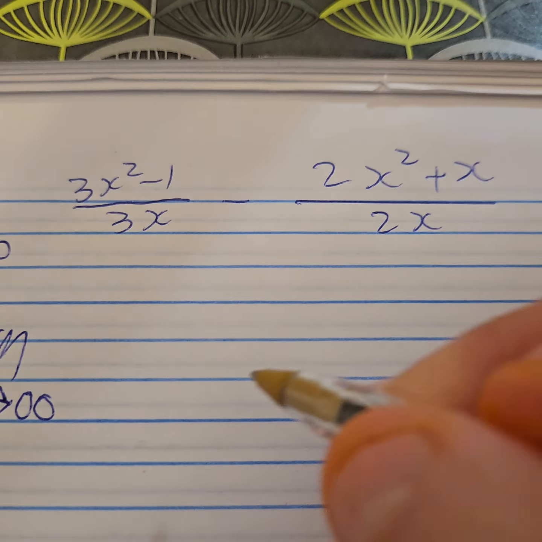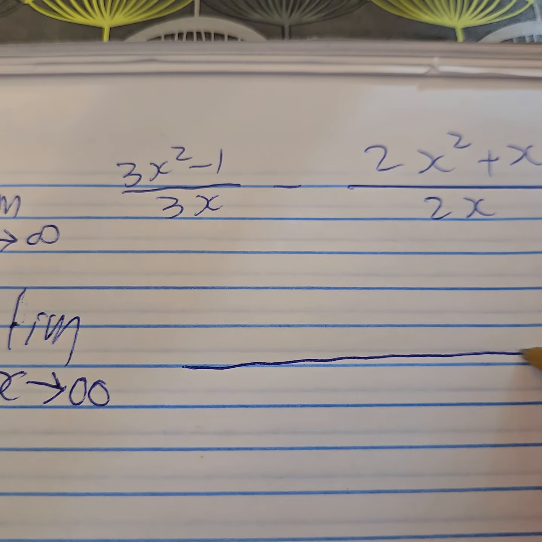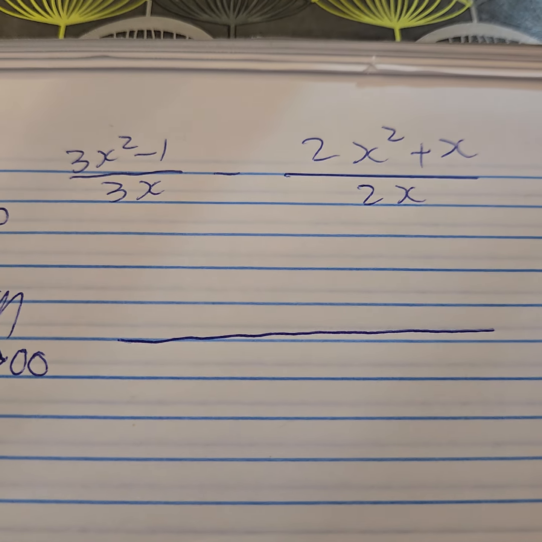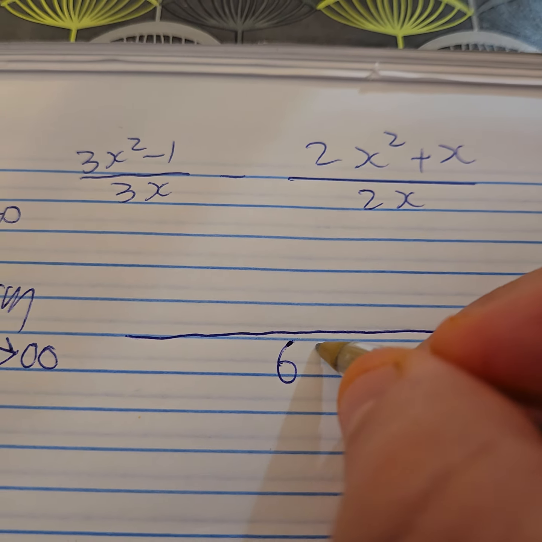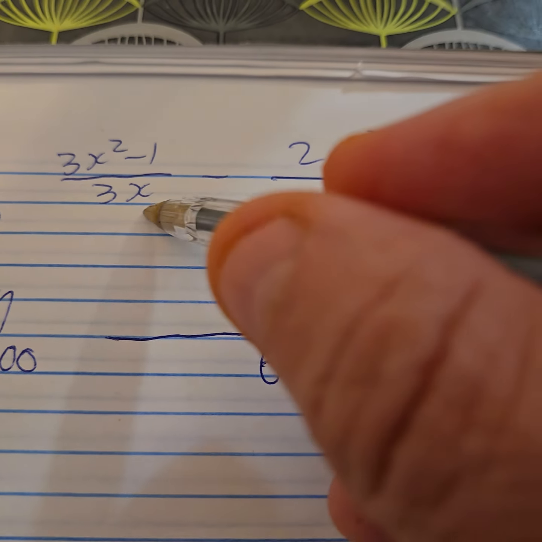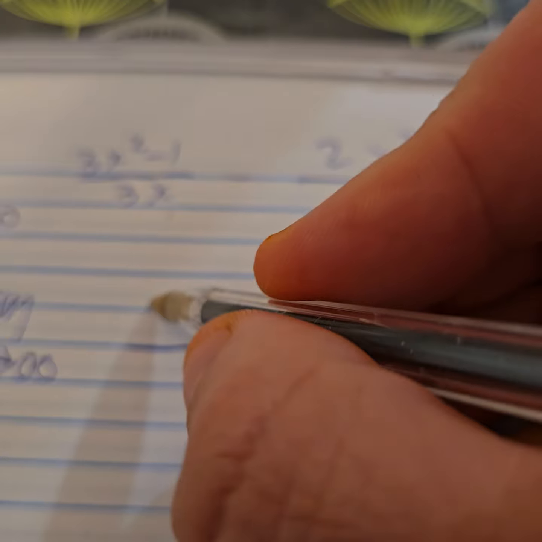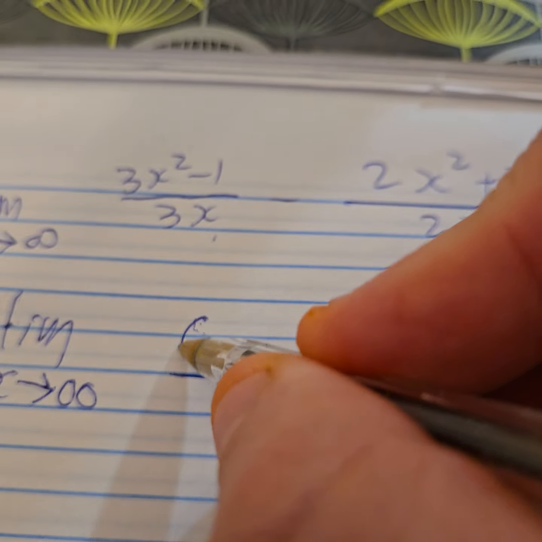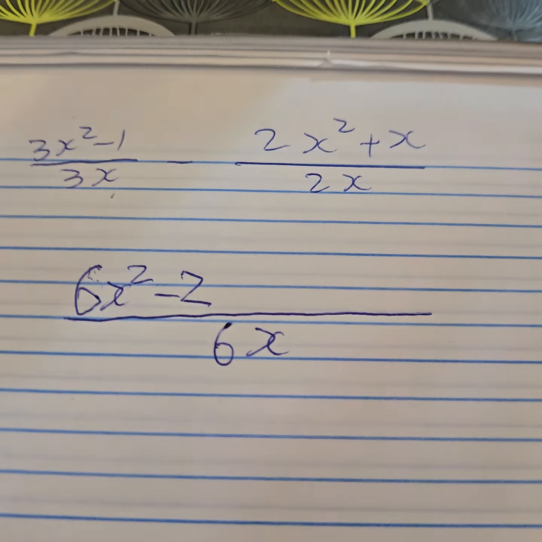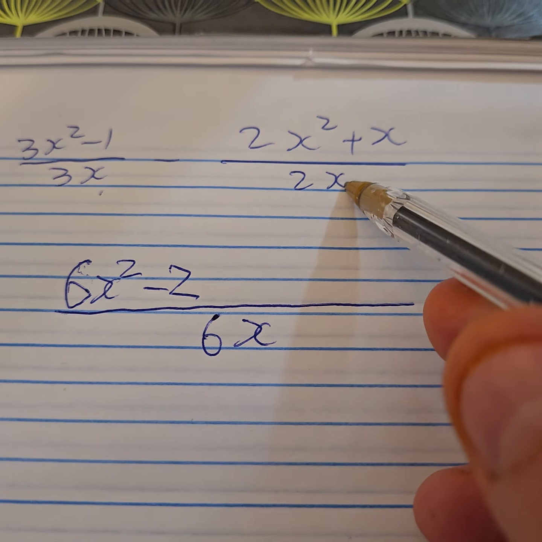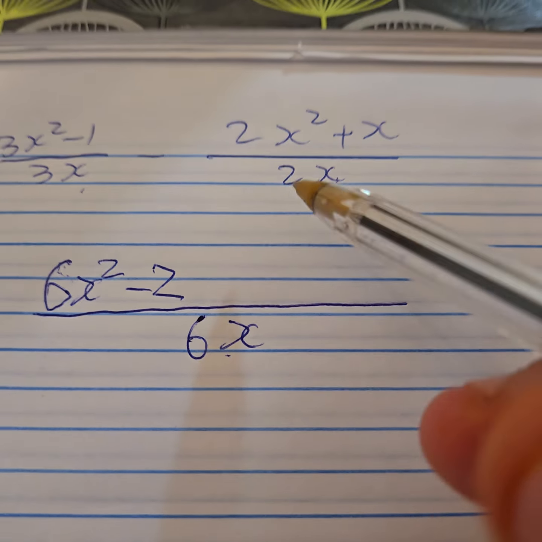And the first thing I would do, in fact, I'm going to stop for a few seconds so I can think about the next step. It's find a common denominator. So that was multiplied by 2, so the top must be multiplied by 2: 6x squared minus 2. And this was multiplied by 3.